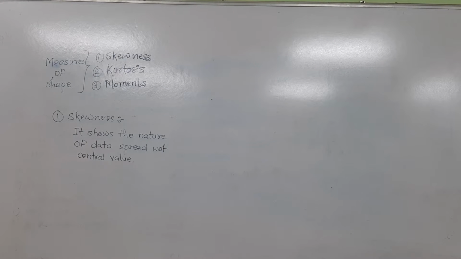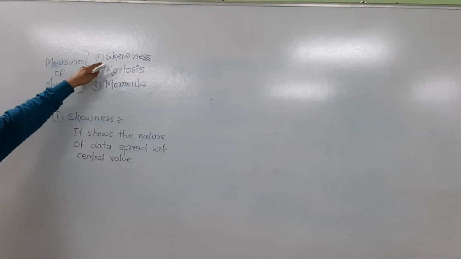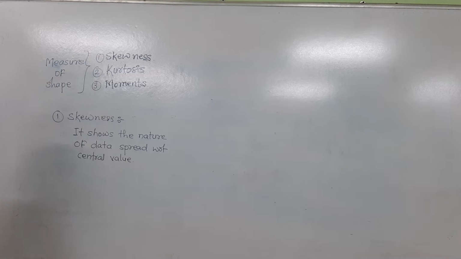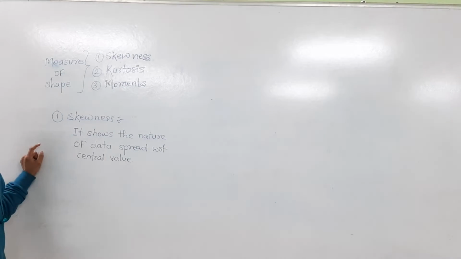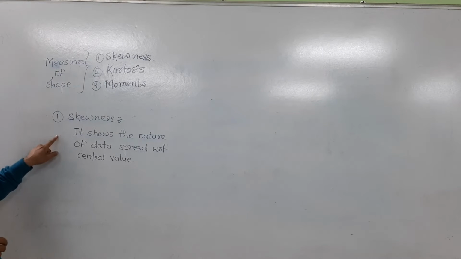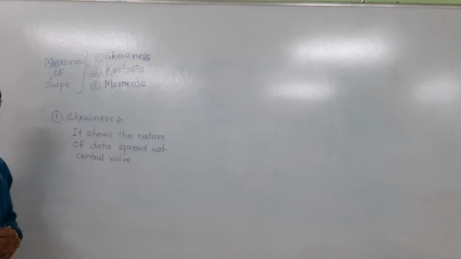So, our next topic is to study the measure of shape. Measure of shape we can study with three types of data. We'll see the type skewness with the help of the measure of shape. The skewness also shows us how the data is spread with respect to central value. So, our first topic is to learn this skewness. Skewness shows the nature of data spread with respect to central value.